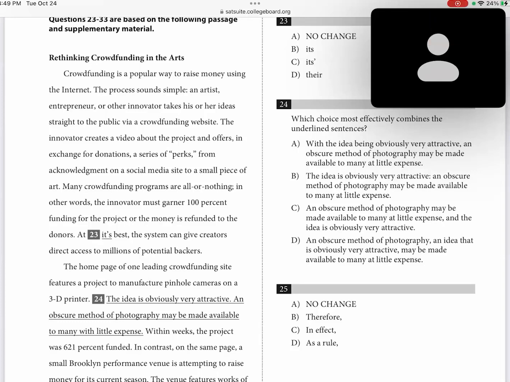I like C and D. You do like C and D? Yes.